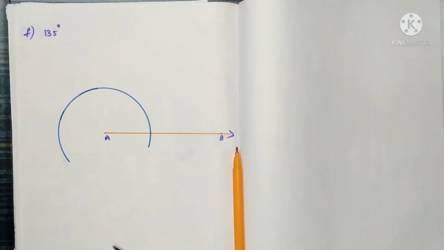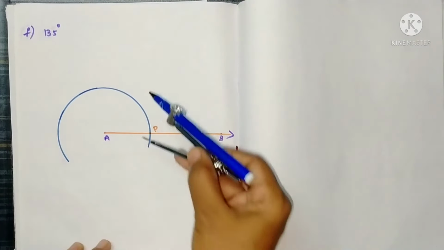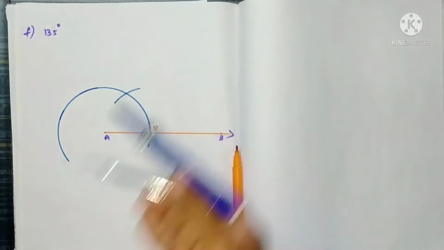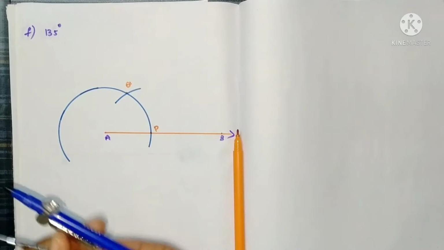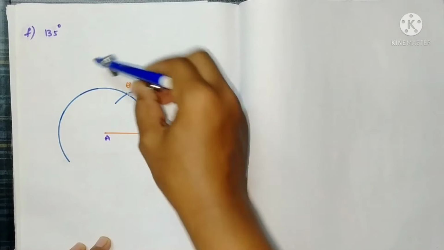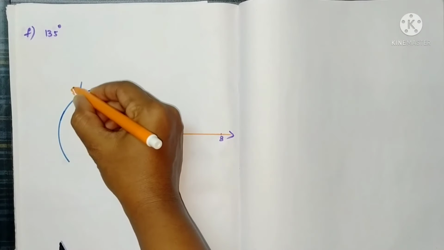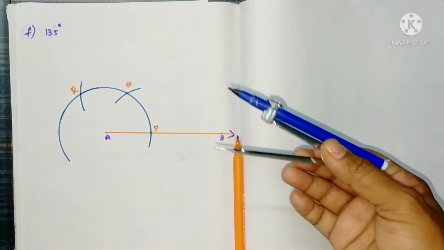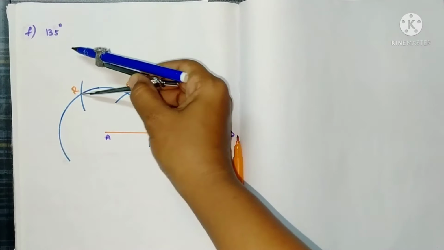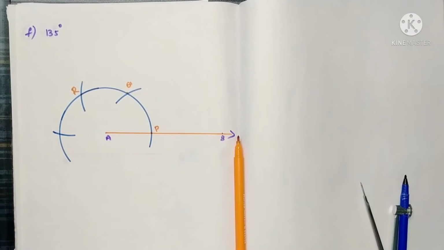Like this. Okay. So now with the same radius, from P with the same radius, draw another arc. Take the point of contact as Q. Again, taking Q as center, draw another arc. So let it be R. So this is 120. So now, by taking R as center, draw another arc. This will be 180. Okay.